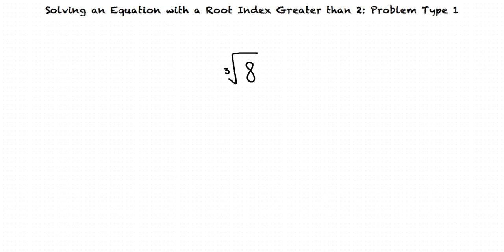The 3 on the radical symbol is called the index of the radical. So the root index of a cube root is 3.